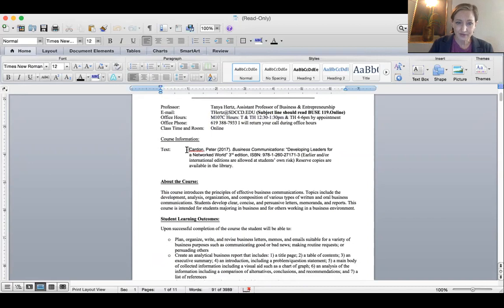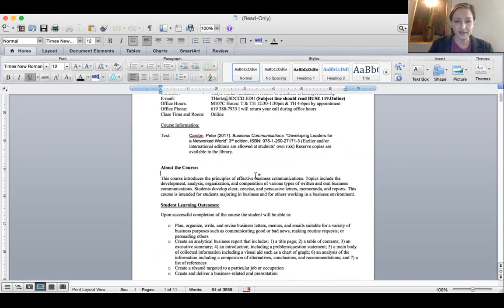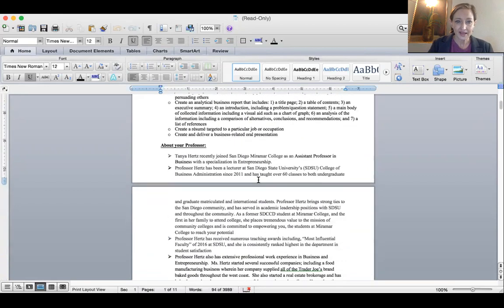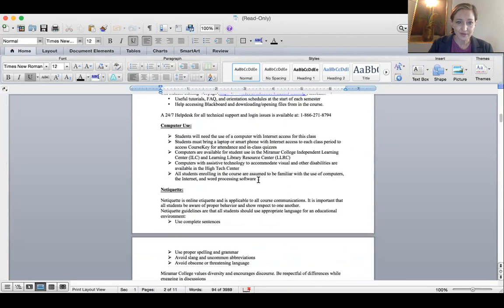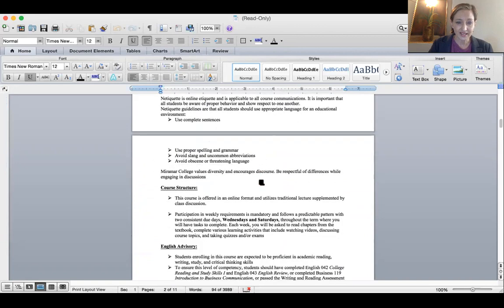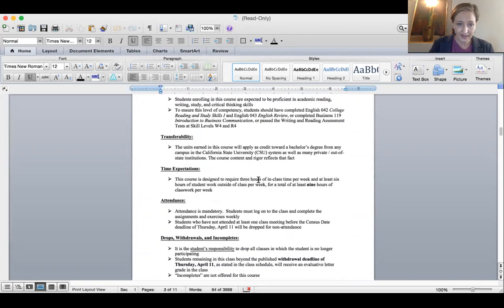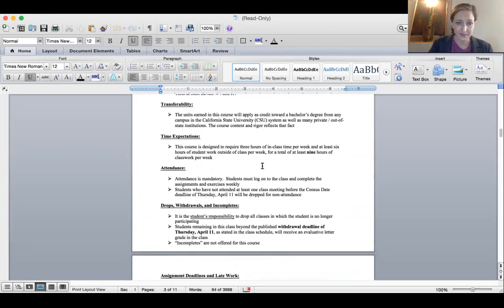This is the textbook for the course. It is available in the library. So it's not technically required for the course, but it's highly recommended. I definitely think it would be hard to be successful in this course without having the textbook. And you can go ahead and read about my background, about how to access some of the information, the rules of netiquette, and time expectations for this course.